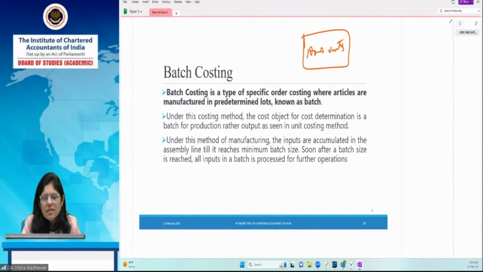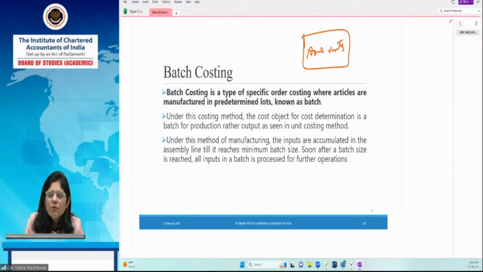Under this costing, the cost object is the batch. So the costing will be cost per batch. And in that batch, the number of units could be 10 or 100 or 1000 or 2 lakh or whatever. So the cost object is the batch. We will calculate the cost for one batch. If 1000 units are in one batch, the cost will be for those 1000 units. Clear?